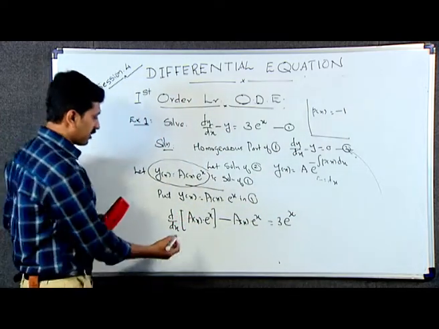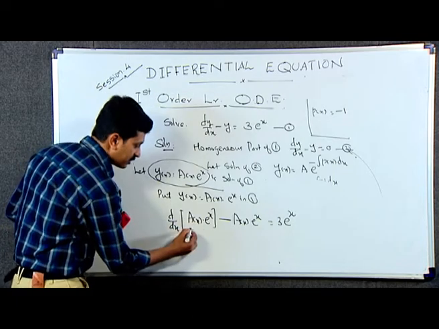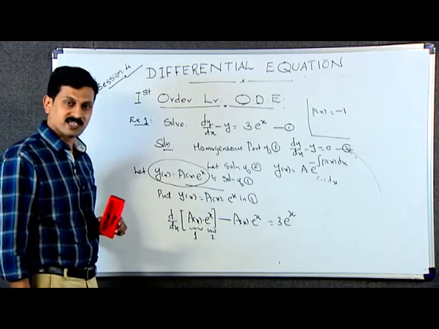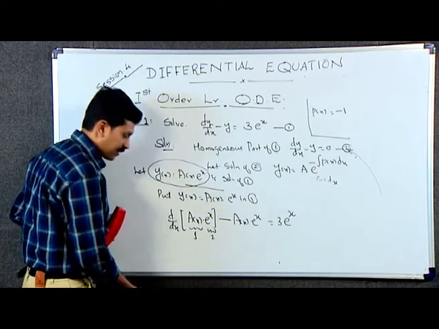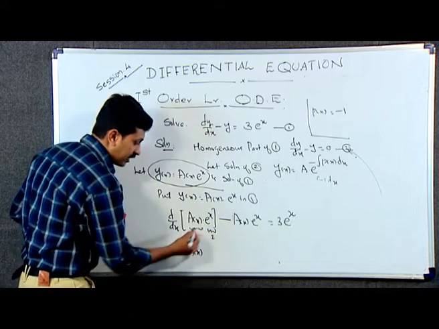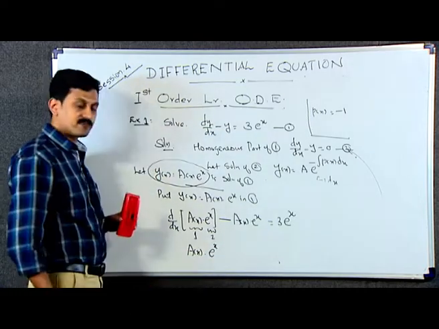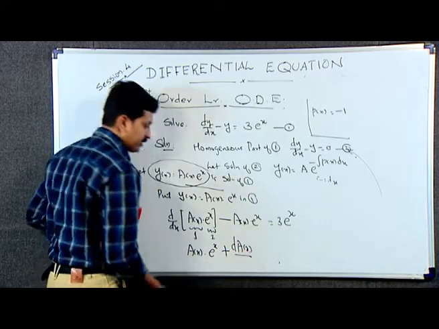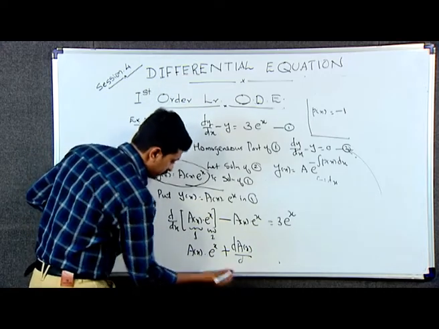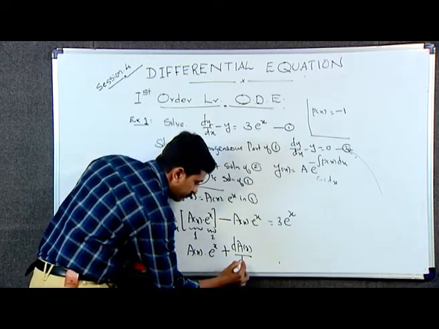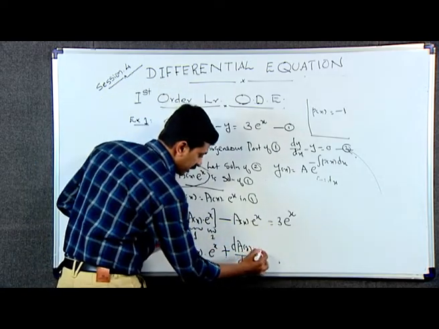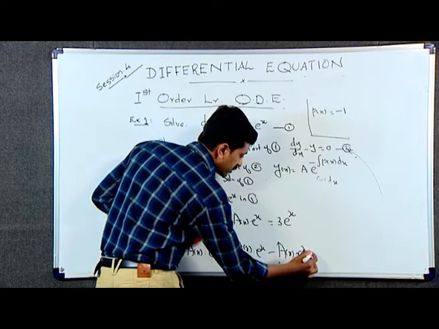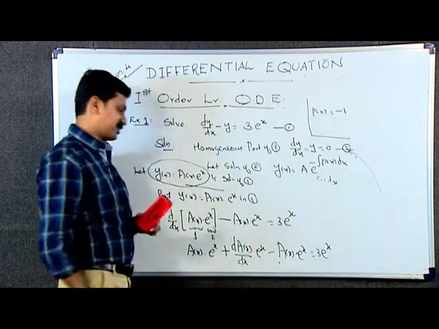We can differentiate d by dx of a of x into e raised to x. We can treat a of x as the first function and e raised to x as the second function. So, derivative of a of x, that is the first function a of x into derivative of e raised to x, that is e raised to x, plus a of x, derivative of a of x, da by dx, into e raised to x, minus a of x into e raised to x is equal to 3 e raised to x.